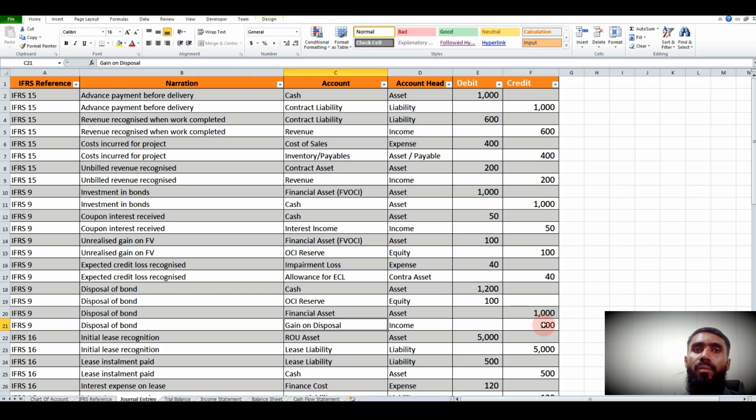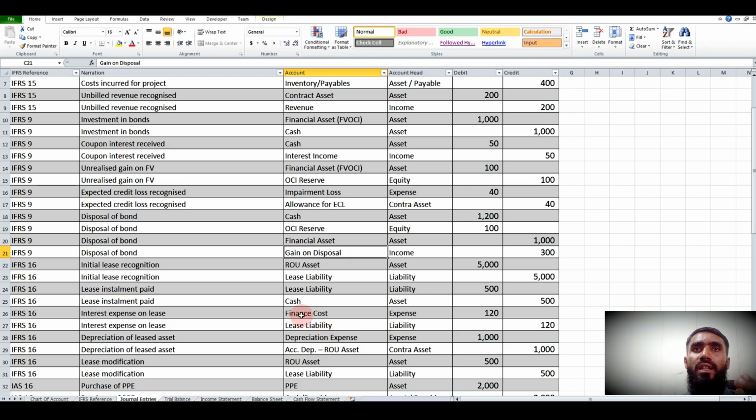When the income increases, it will be credited. You have to know the rules: what is the credit, what is the debit, when it will be debited and when it will be credited. You have to study this before preparing financial statements.